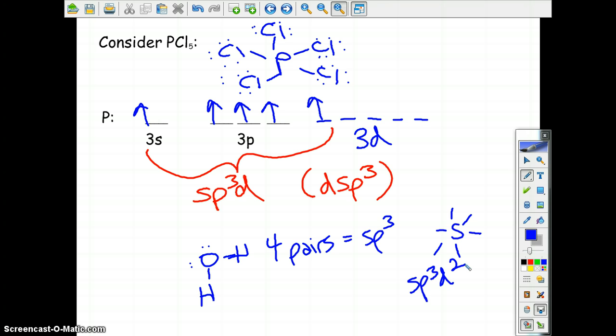It doesn't matter which. And make sure when you count for the shapes, you're only counting sigma bonds. Instead of saying a triple and a double count as 1, you're really just counting sigma bonds. So when you count the pairs for hybridization, also only count the sigma bonds, because the pi bonds are not hybridized.